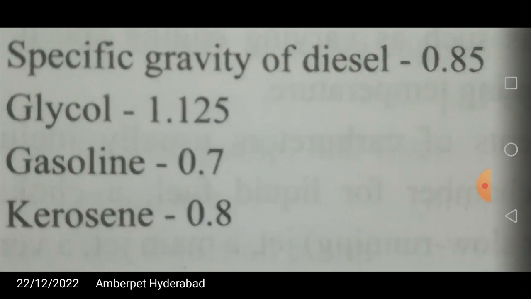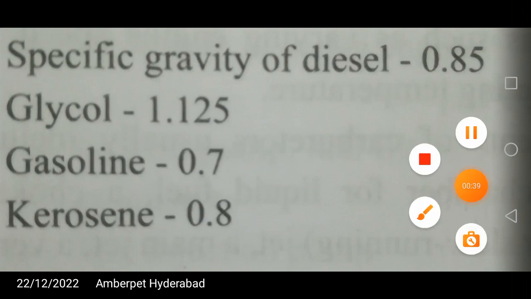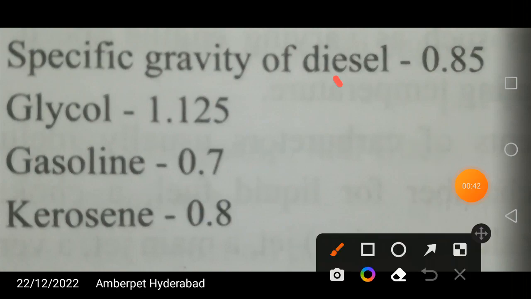Substituting, the specific gravity of diesel is equal to 0.85, which is the density of diesel divided by the density of water. The density of water is equal to 1000 kg per meter cube. So what is the density of diesel? It should be 0.85 into 1000, that is 850 kg per meter cube, right?